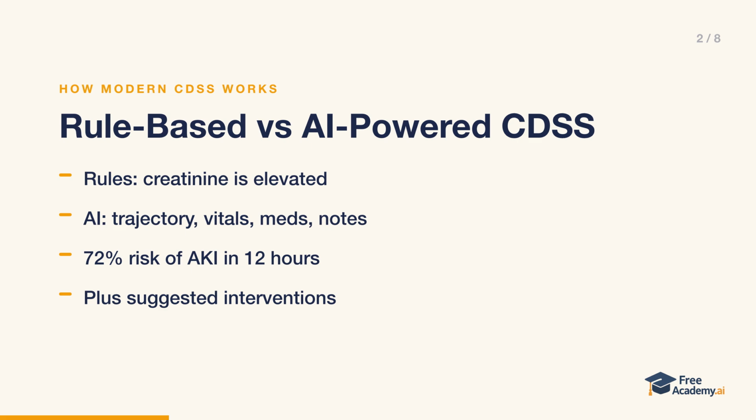A rule-based system might alert you that a patient's creatinine is elevated. An AI-powered system looks at the trajectory of that creatinine alongside vital signs, medications, comorbidities, and nursing notes, and predicts that the patient has a 72% probability of developing acute kidney injury within the next 12 hours. Then it suggests specific interventions. Same lab value, very different level of insight.